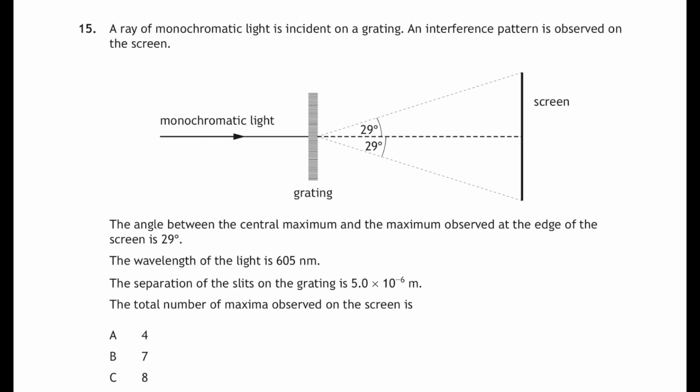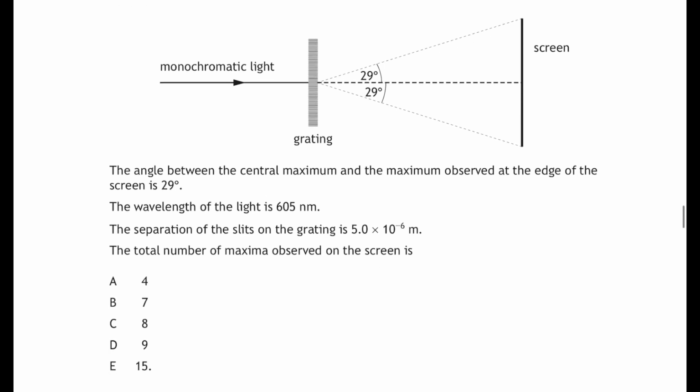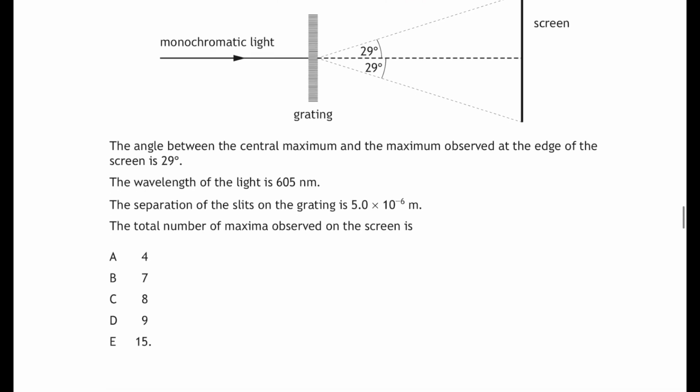This is a question about interference of monochromatic light. A ray of monochromatic light is incident on a grating, and the angle between the central maximum and the maximum observed at the edge of the screen is 29 degrees. That 29 degrees is shown on either side of the central maximum in the diagram. The wavelength of the light is 605 nanometers, and the separation of the slits on the grating is 5.0 times 10 to the minus 6 meters. We have to work out the total number of maxima observed on the screen.